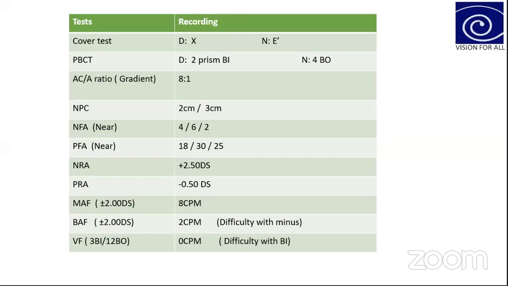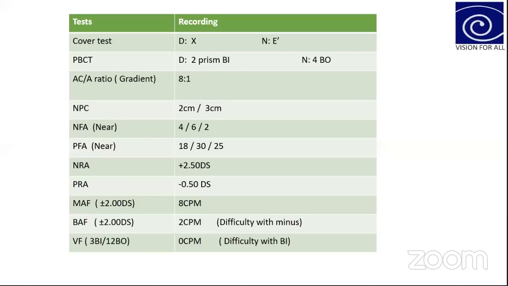So this looks like convergence excess, but try to correlate with the direct test. The near point of convergence is breaking at 2 centimeters, which is very close to the eye, but because of your convergence excess, your negative fusional vergence value for the near is affected, where the positive fusional vergence is more than the normal.